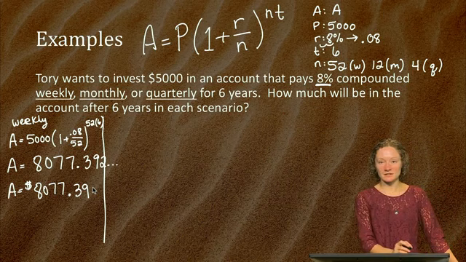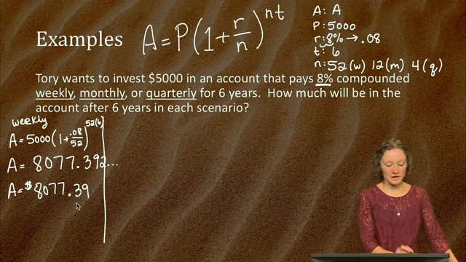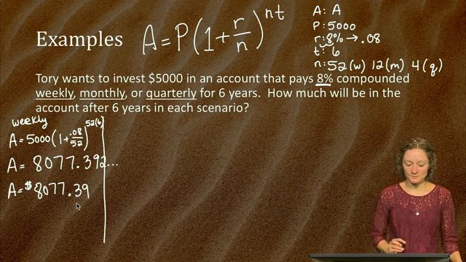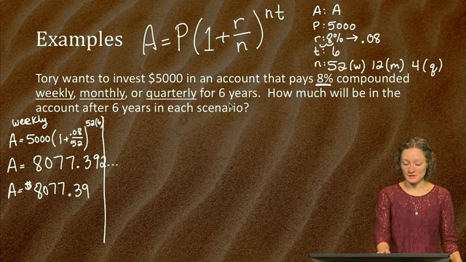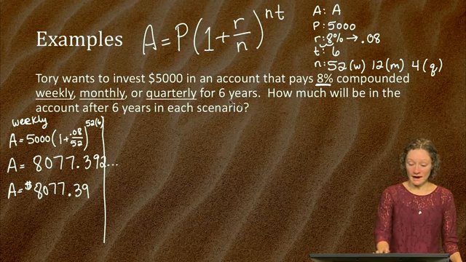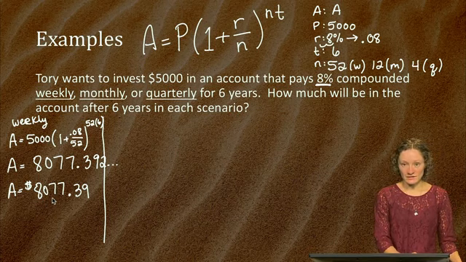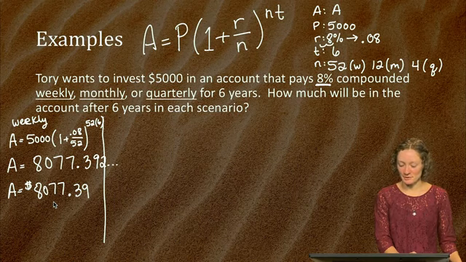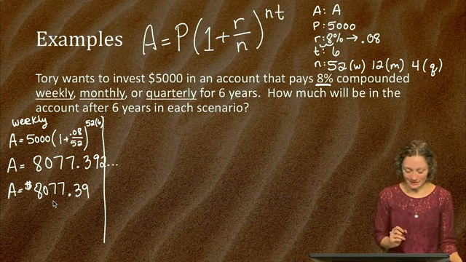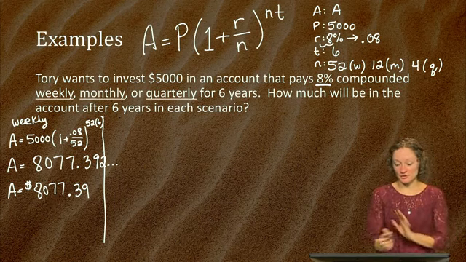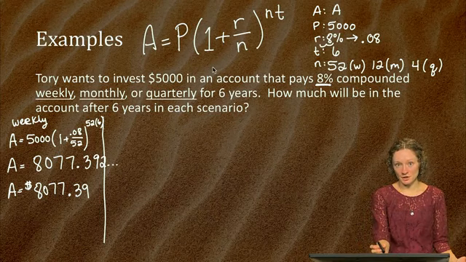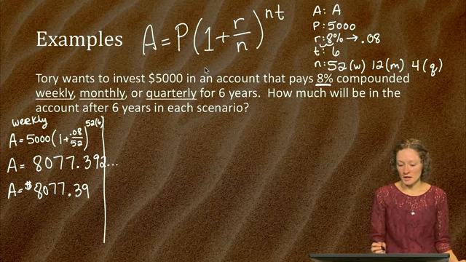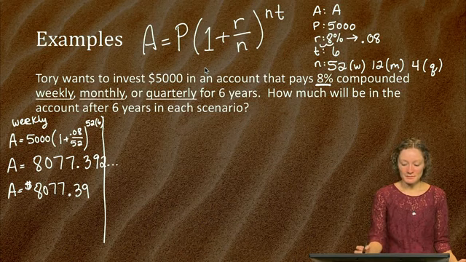$8,077.39. So if she invests $5,000 for 6 years, after the 6 years, the account will have $8,077.39. Pretty good if you can find an 8% interest rate. Probably not likely. But on the flip side, it's interesting to note that this formula works also for loans. 8%, I guess it could be possible.